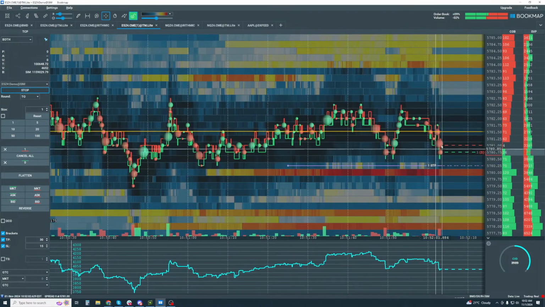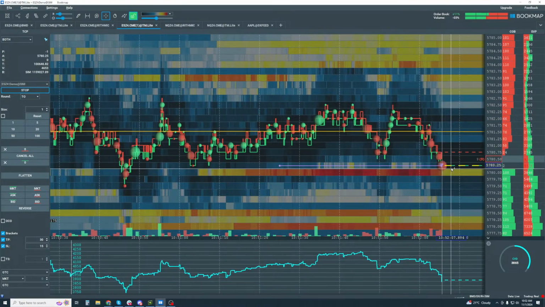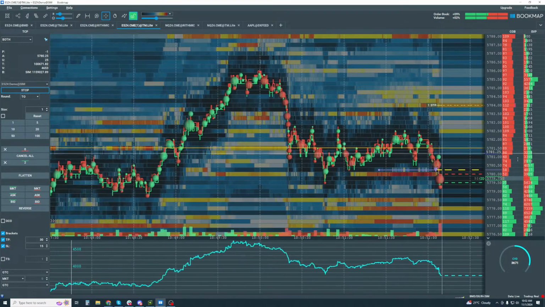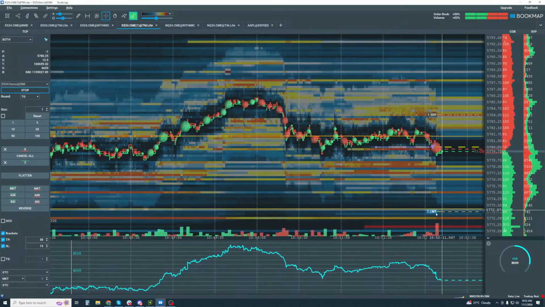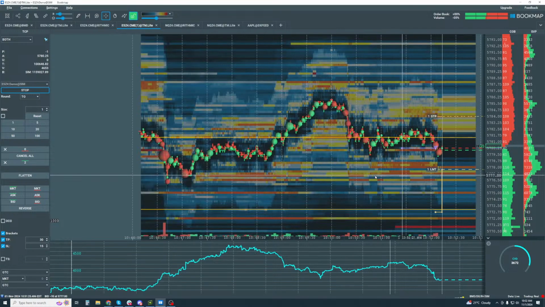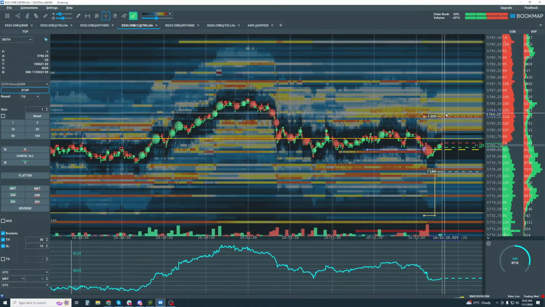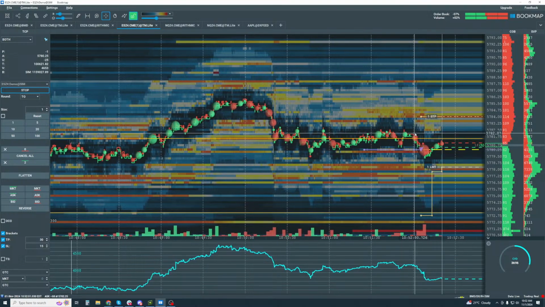Okay, so there's more selling now. Selling consensus. Okay, so there's some selling. All right, and there's our break. All right, now where's my target? Okay, so I'm just going to look for it down to here.